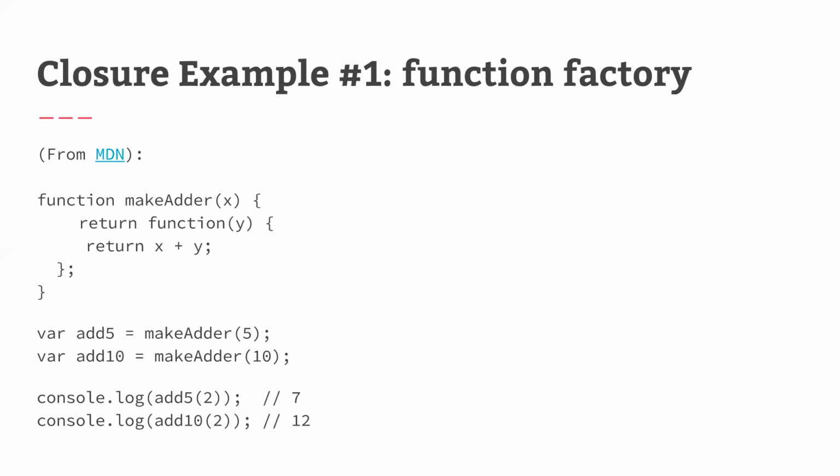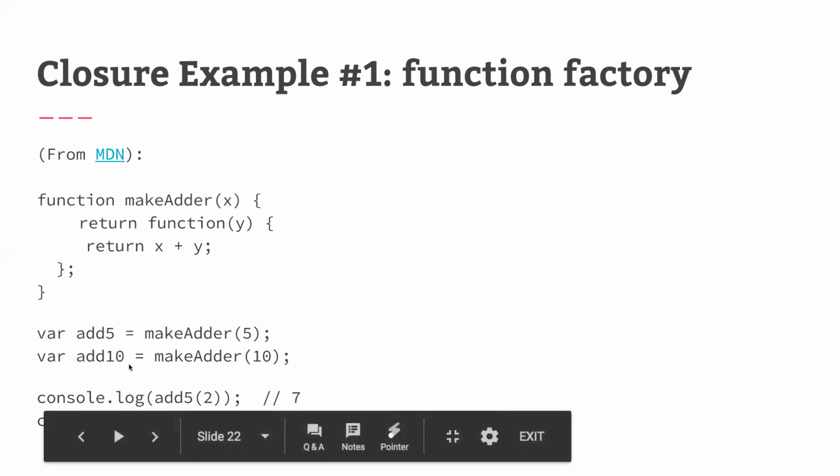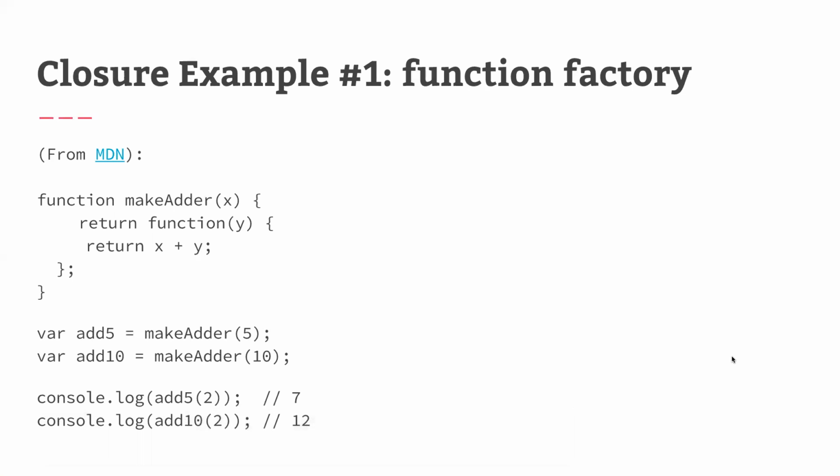This way, anybody who's using it can fill in the x and y as they need it. So you can see, notice now I have add 10. And so add 10 of 2 is going to return 12, because in add 10's scope, x is 10. And that can exist all within one program.